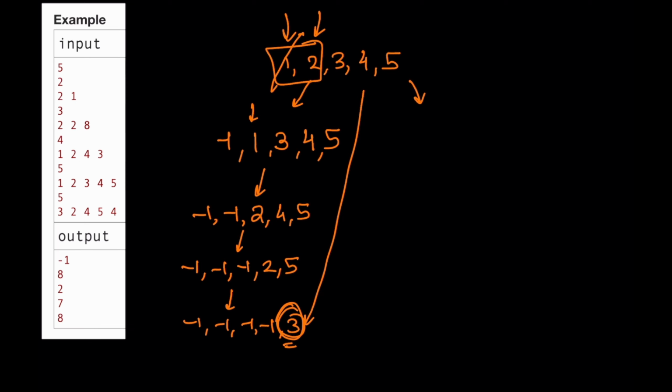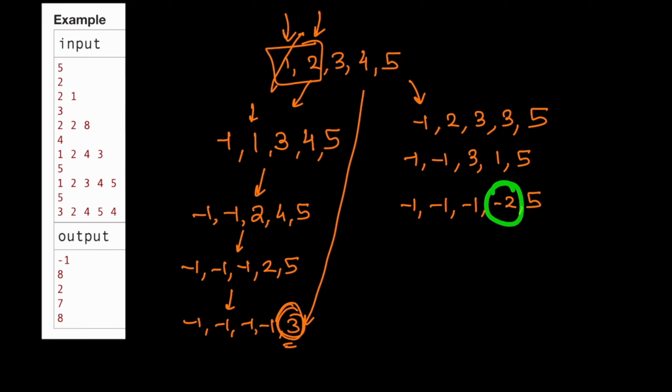However, another case we can see here is that all of the fighters fight with this fighter. Let's see that case. The first fight would be between this and this. So it would be -1, 2, 3, 3 and 5. The second fight would be between 2 and 3, so the answer would be -1, -1, 3, 1 and 5. The third fight would be between 3 and 1, so the result would be -1, -1, -1, -2 and 5. And the final fight would be between -2 and 5. So our result would be -1, -1, -1, -1 and 7. So in this case we get the maximum.